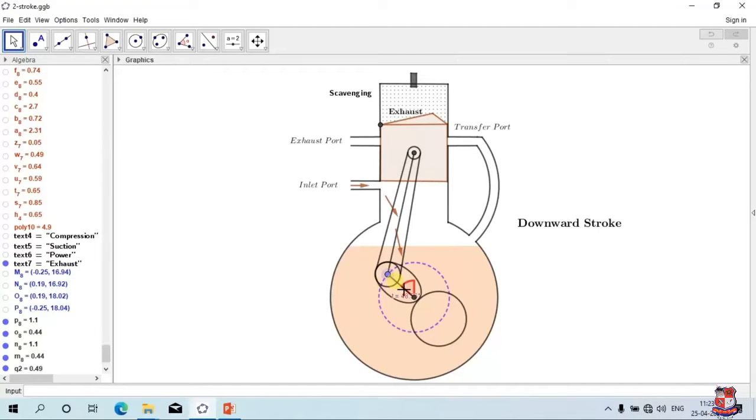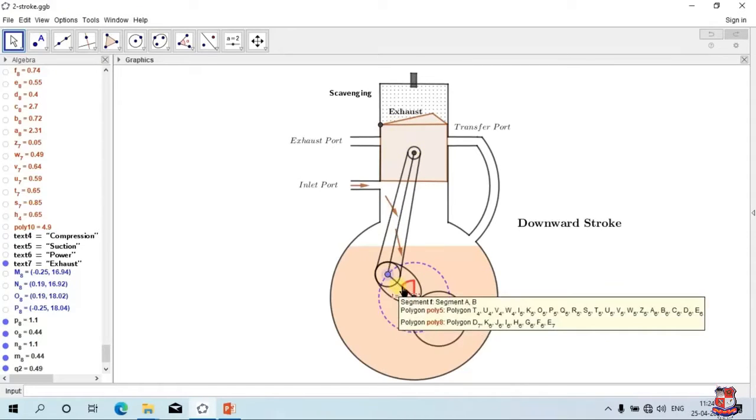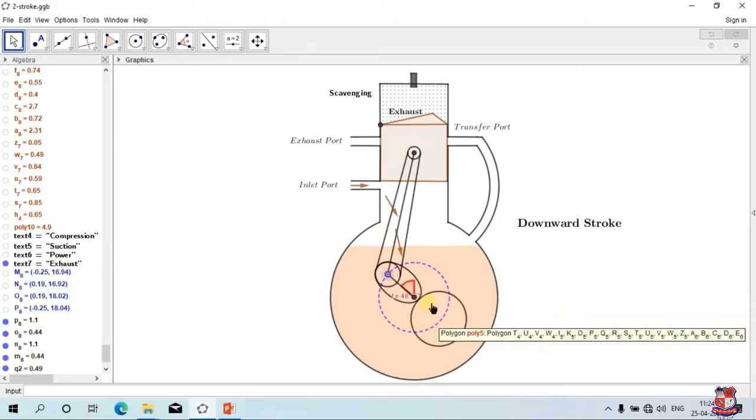Good morning all. Today we are going to learn how a two-stroke engine works. So this is the block diagram of a two-stroke engine. Let's first have a look at the construction of the two-stroke engine. The basic mechanism is the same as a four-stroke: piston, connecting rod, crank, and counterweight are shown over here.